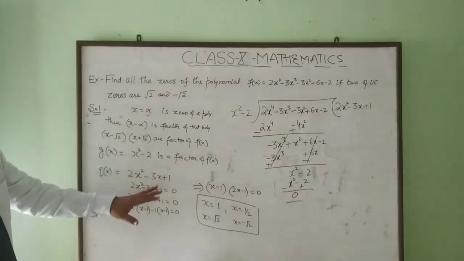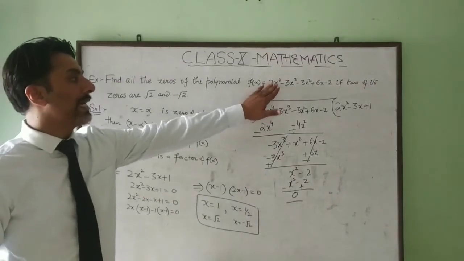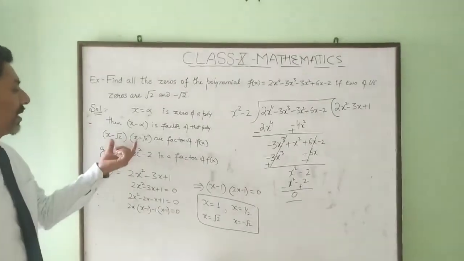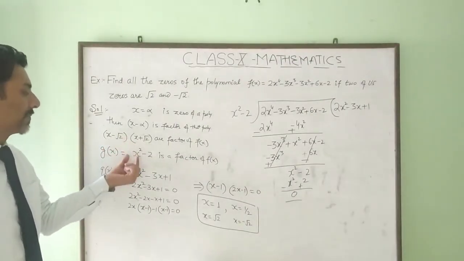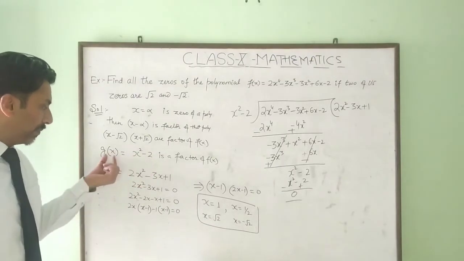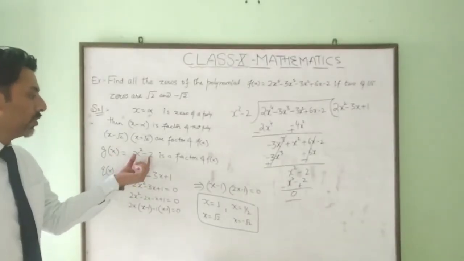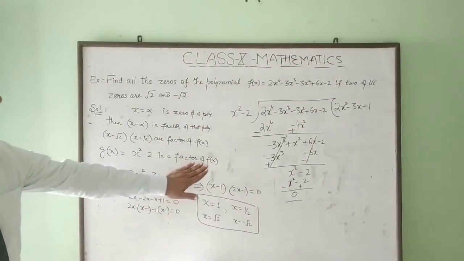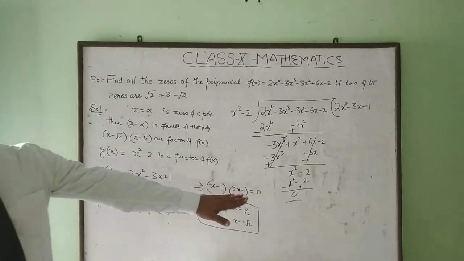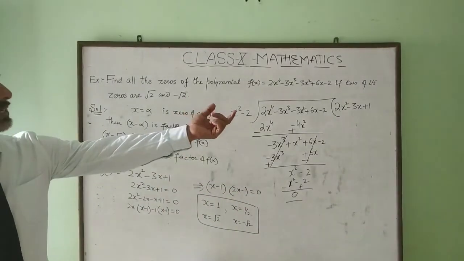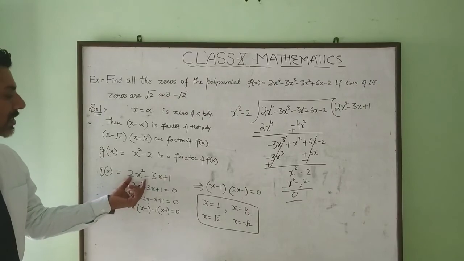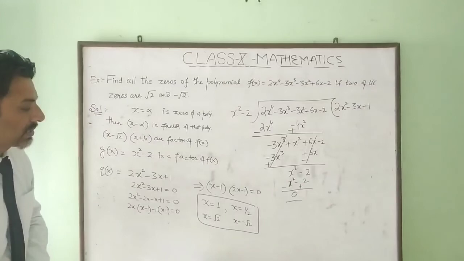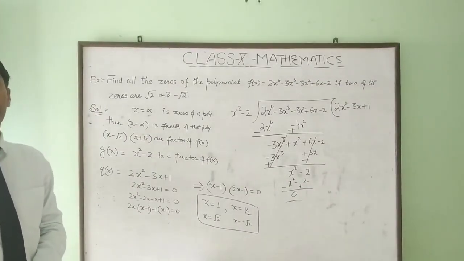Let me tell you once again, if we are given a biquadratic polynomial and they give me the 2 zeros of that, first of all, I'll multiply those 2 factors and I'll get a g(x), I'll get x square minus 2. So now this g(x) is a factor of this f(x). That means on dividing f(x) by g(x), I'm going to get remainder as 0. And whatever quotient I get, I'll get the remaining zeros from the quotient only. So on solving the quotient, I'll get these 2 zeros, x is equal to 1 and x is equal to 1 by 2.